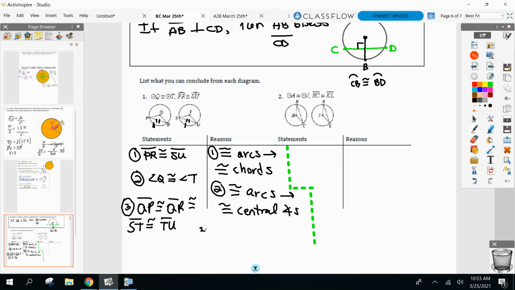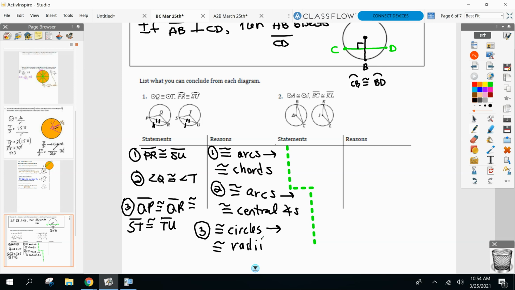My reason for the radii, ready? Congruent circles, because that's what I was given. Congruent circles imply congruent radii. And that's really, I'm going to end it there. Yes, we can say the triangles are congruent. I'll just end it there, though.